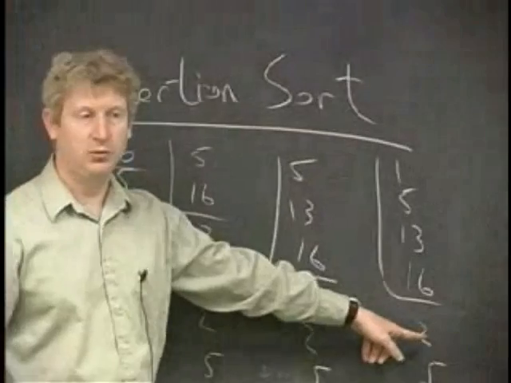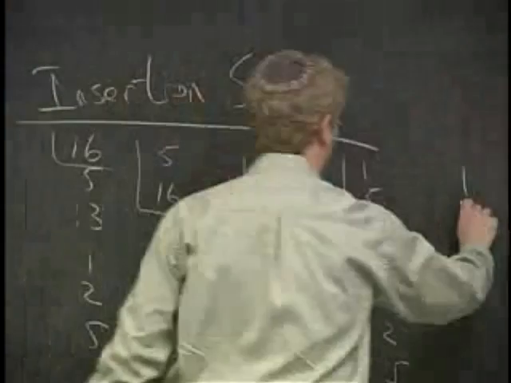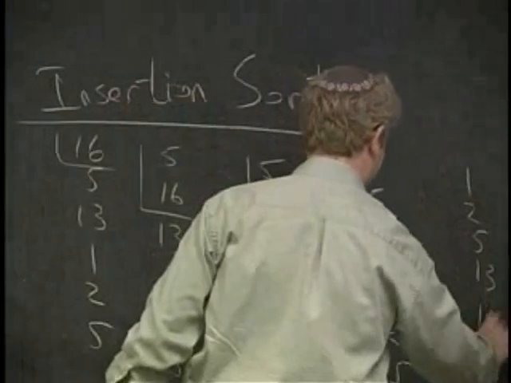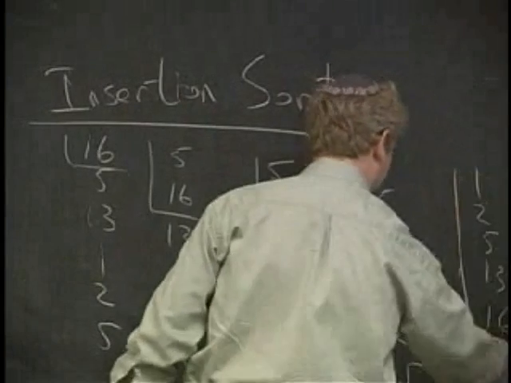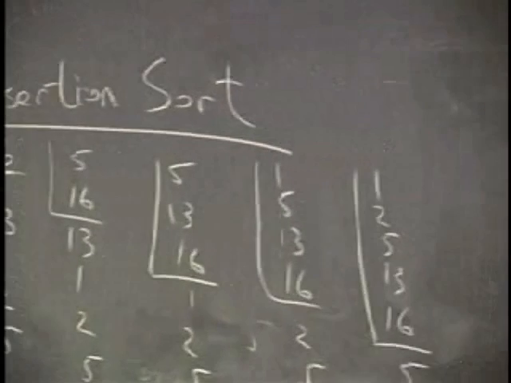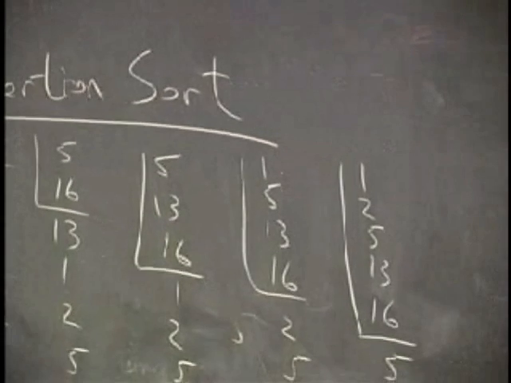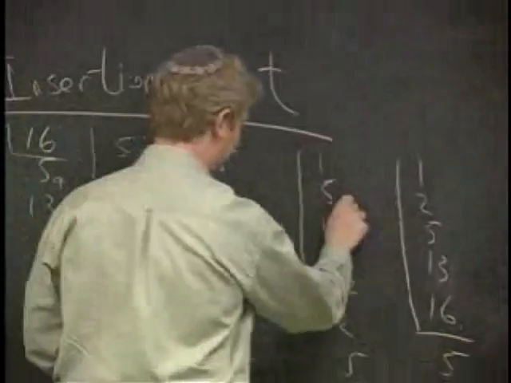Here's the number 2. It's going to fit in right here, and these 3 will move down. 1, 2, 5, 13, 16, 5. I'm going to call this 5A and 5B, just so we can keep track of it.